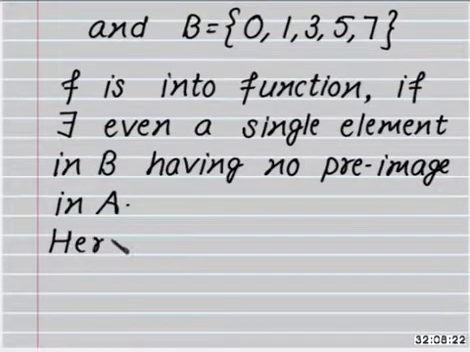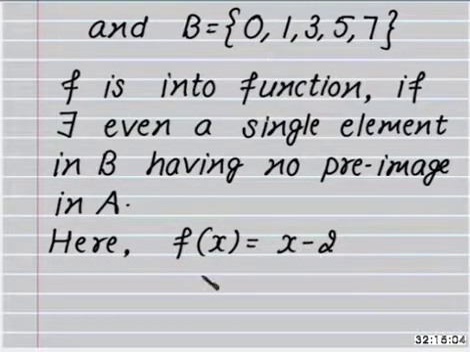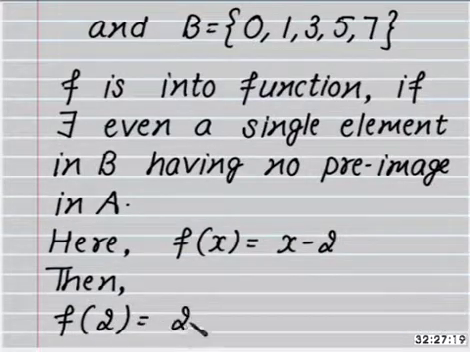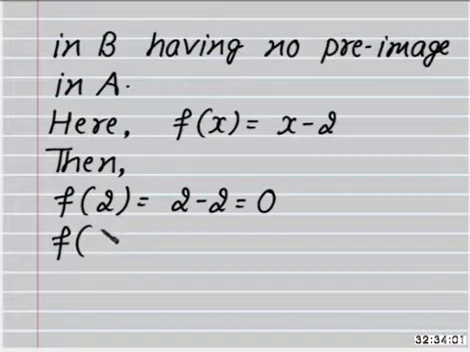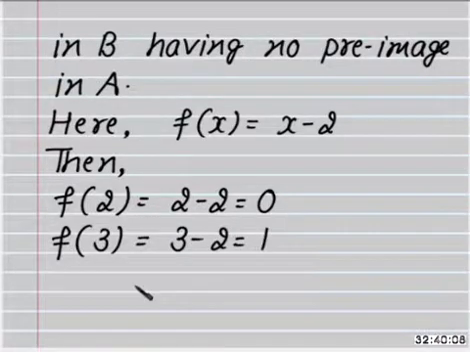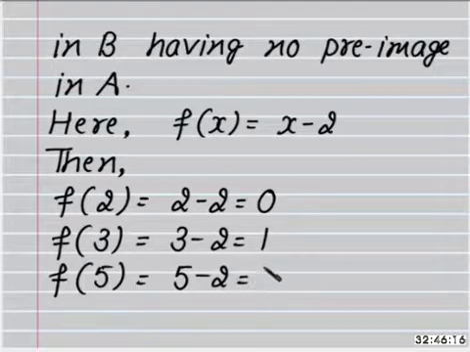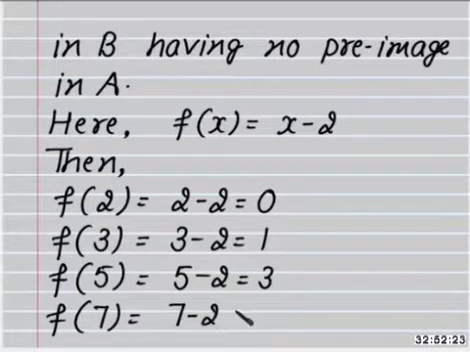Here f of x is equal to x minus 2, then f of 2 is equal to 2 minus 2 equal to 0, f of 3 is equal to 3 minus 2 equal to 1, f of 5 is equal to 5 minus 2 equal to 3, and f of 7 is equal to 7 minus 2 equal to 5.